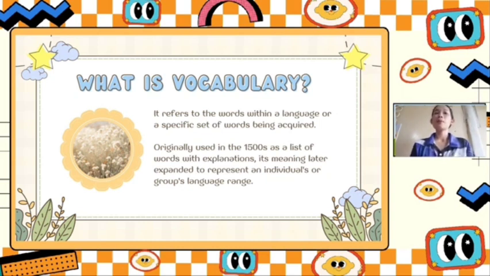So, vocabulary was originally used in the 1900s as a list of words with explanations. Its meaning later expanded to represent a person's or a group's vocabulary. That's why vocabulary is now synonymous with lexis and lexicon. Lexis refers to all words in a language, while lexicon is a person's or group's vocabulary.